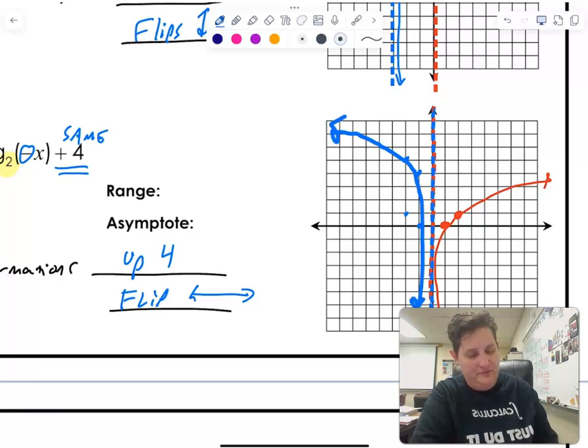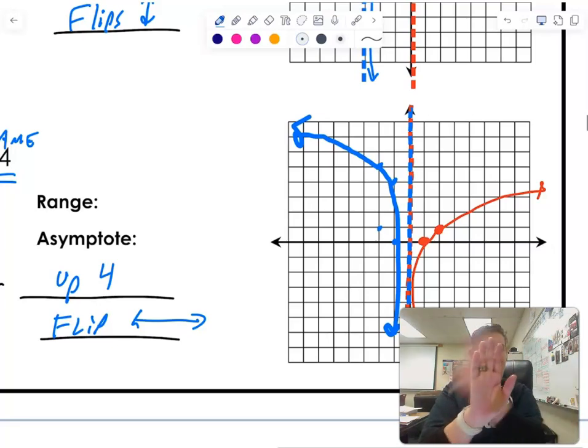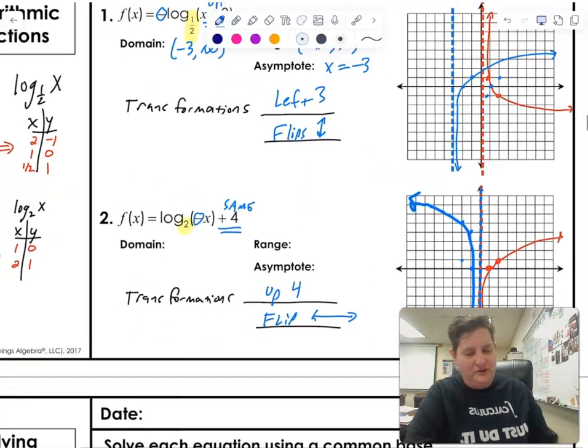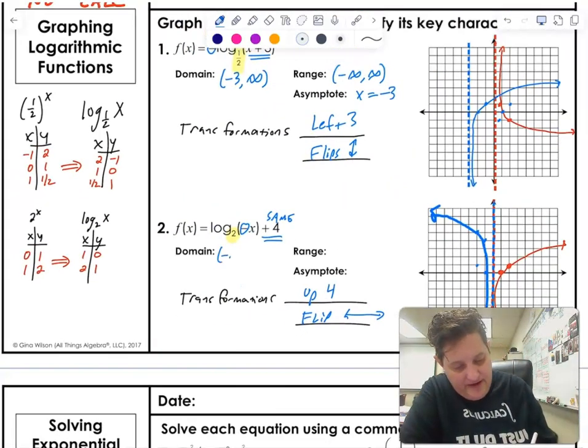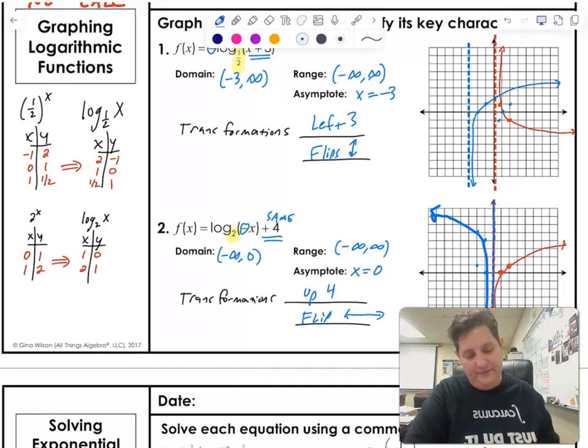All right, now I'll just check your points and all that stuff. Okay? And then we go back here and we say, well, what's the domain? Now, this one's interesting because it's fully on the left side of the graph. So my domain actually goes -infinity until I get to 0. My range is -infinity to infinity. And then my asymptote is still at 0. It flipped, but it didn't change.